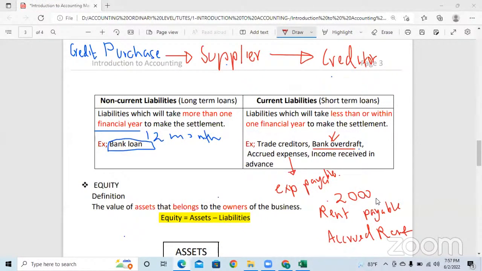It's a liability. Understood? Accrued expense is expense payable. You have already used the particular service, but you didn't pay the money. Income received in advance is where you already received the money, even though you didn't provide the service. You received the money before you provided the service. Okay? Understood?